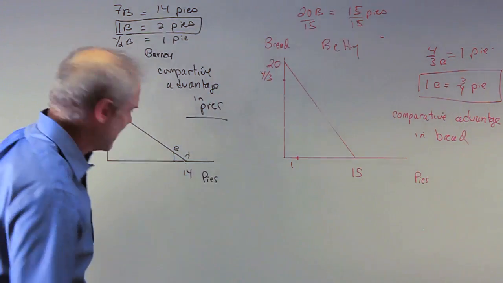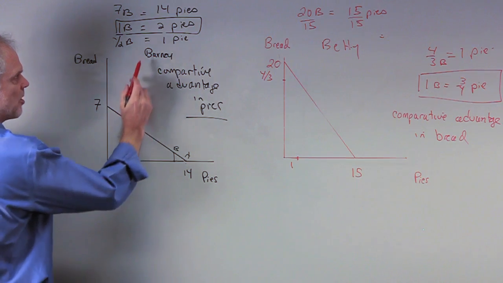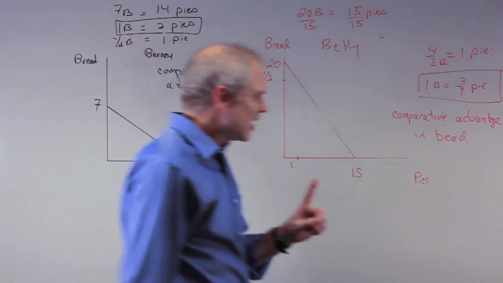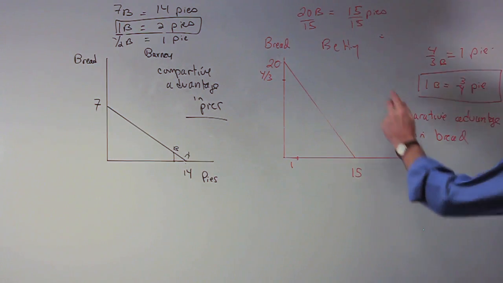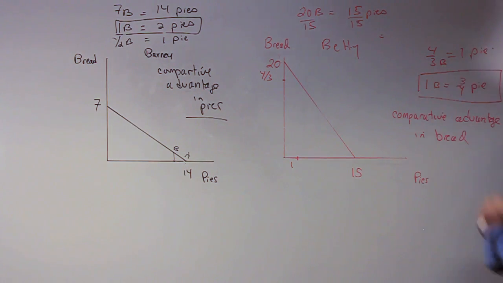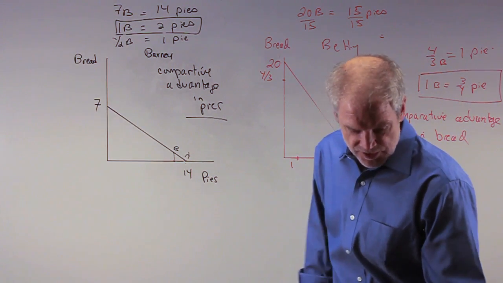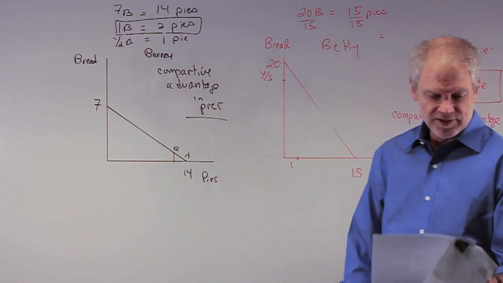All right? And the reason is because the opportunity cost for Barney of producing a pie is less in terms of bread, and the opportunity cost for Betty of producing a pie is relatively expensive. She gives up 4/3 of bread. The opposite is true for the production of bread. So, let's look at the last one, number 5.